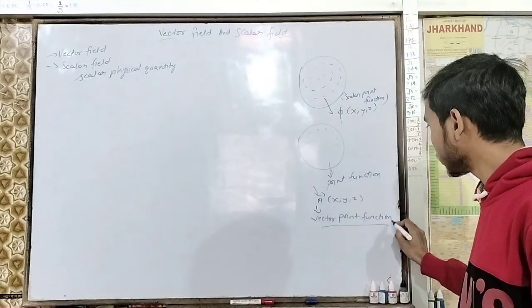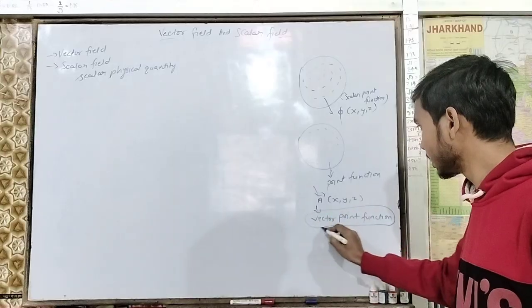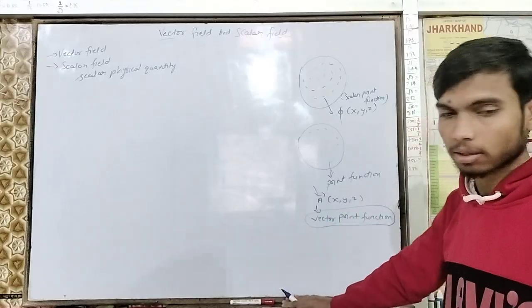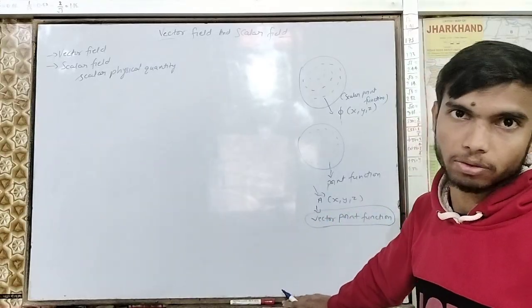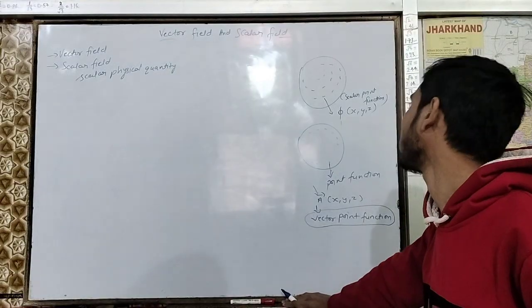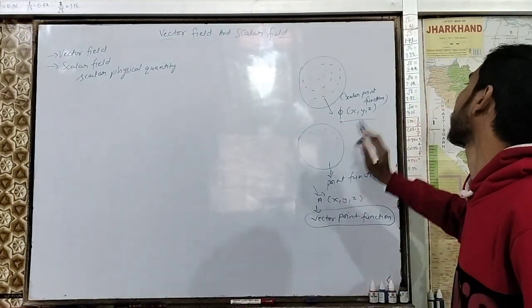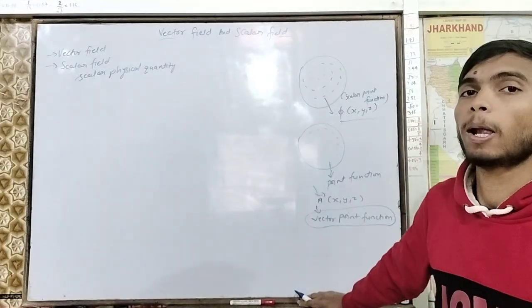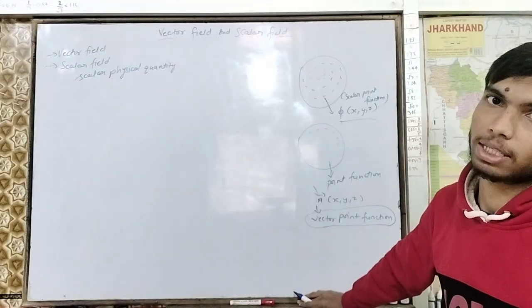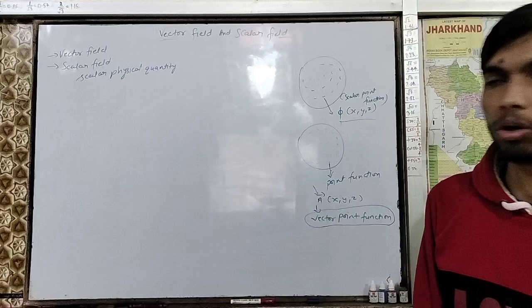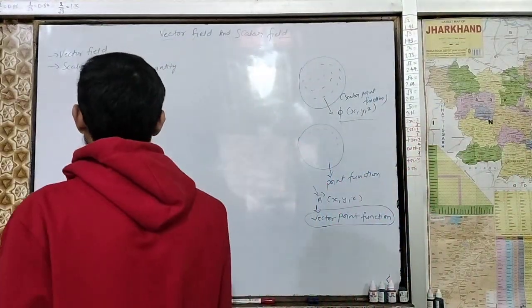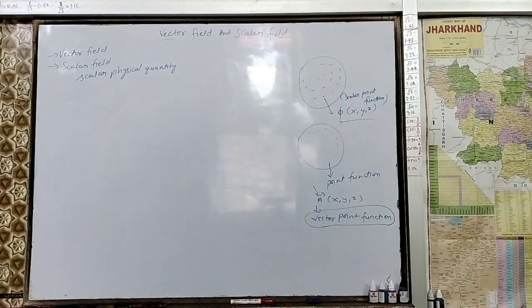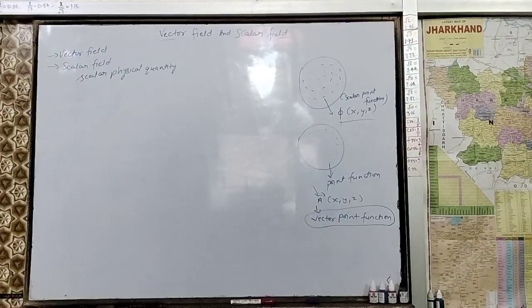And vector point function means at each point the value of a vector will change and direction will change. This is the meaning of a vector point function. And the meaning of phi(x, y, z) is that at each point the value will change, which is the meaning of a scalar point function. Okay, this is enough about vector field and scalar field.